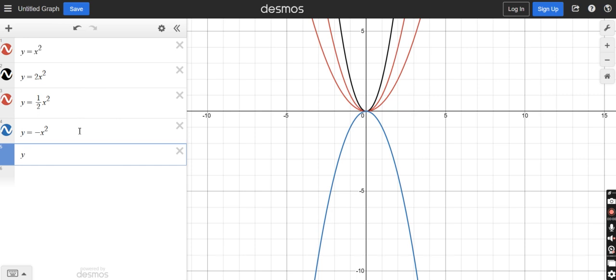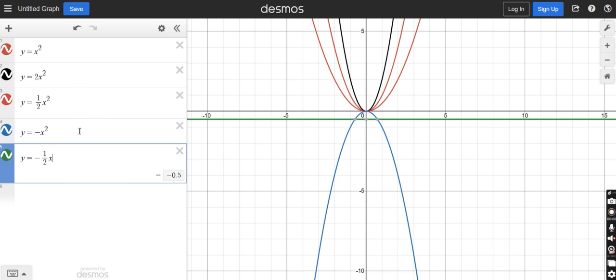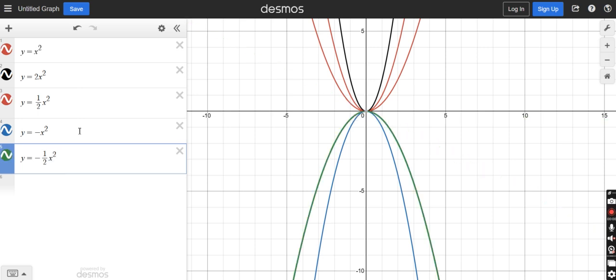And I can combine all of these things by saying, y equals negative 1/2 x squared. And now I have a parabola that's vertically stretched by a factor of 1/2, which means it looks like it's squished, and it's opening downwards. It's got a vertical reflection. And what you'll see in the next video is that we can actually put all of these together and have a parabola that is vertically stretched, vertically reflected, translated horizontally, and translated vertically. So that will be in our next lesson.